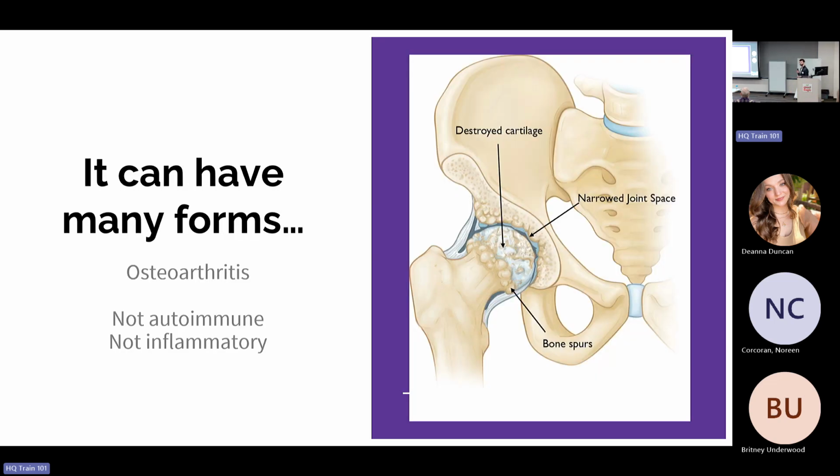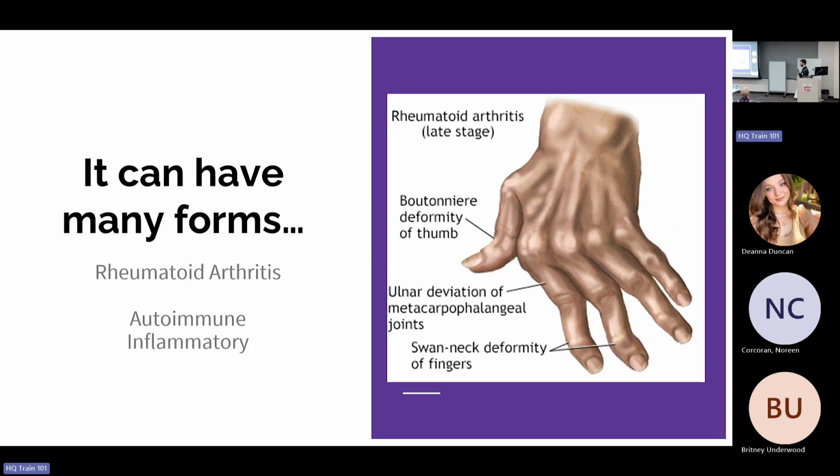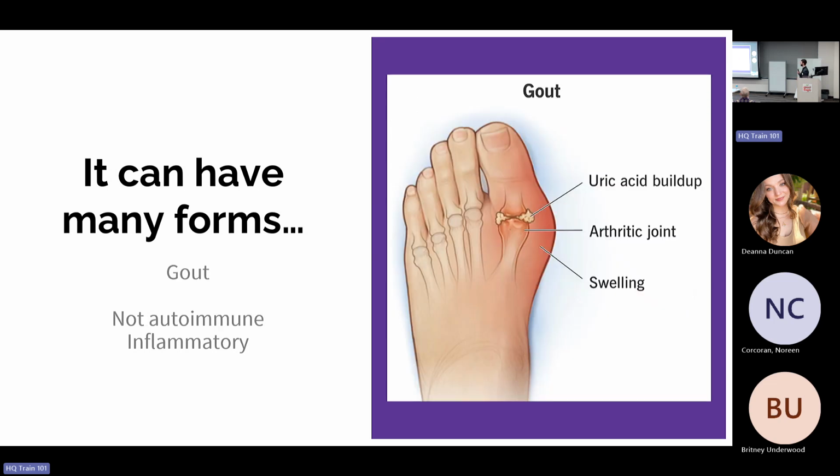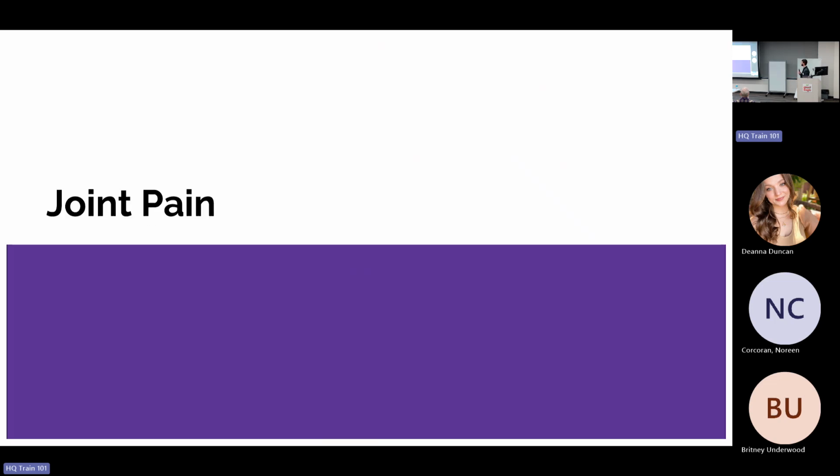So arthritis can have many different forms. We'll first discuss osteoarthritis, which is not autoimmune and it's not inflammatory, which is misleading because it kind of is, but it really isn't. We'll talk about rheumatoid arthritis, which is the exact opposite. It's autoimmune and it's inflammatory. And then we'll talk about gout, which is not autoimmune, but it's inflammatory. And we'll understand what that means in a moment.